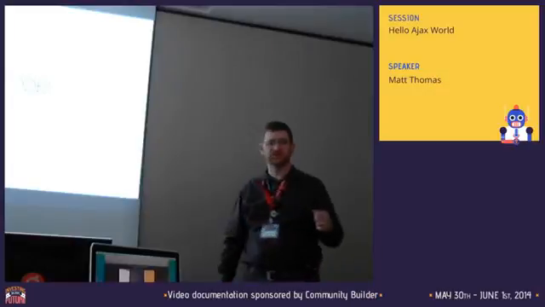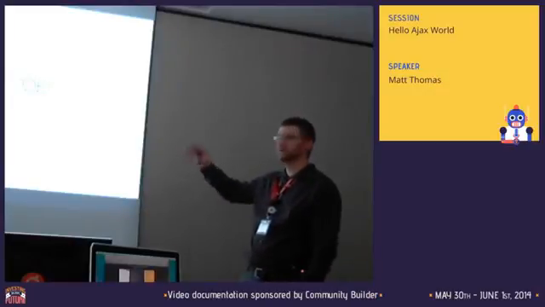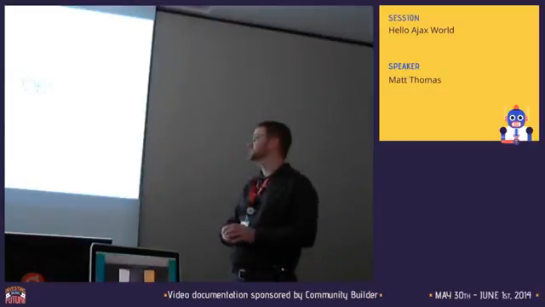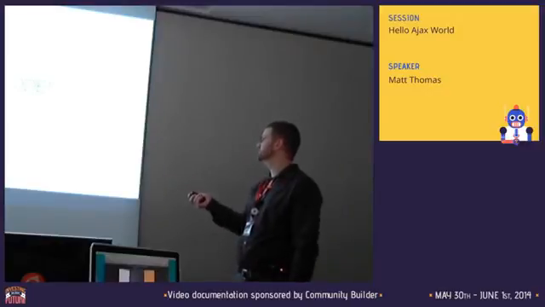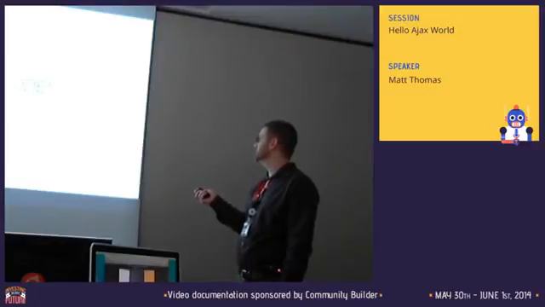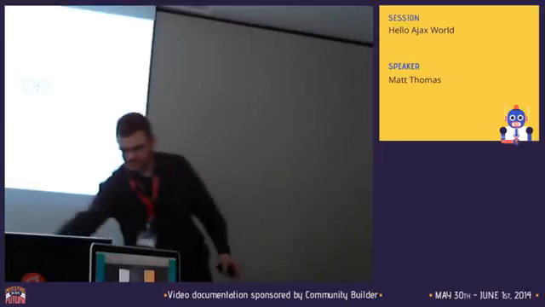And so now we'll go look at some code. We'll look real quick at a very basic example. This is on GitHub at the Joomla Ajax interface organization, and it's the Hello Ajax World module. So we'll hop over there real quick.